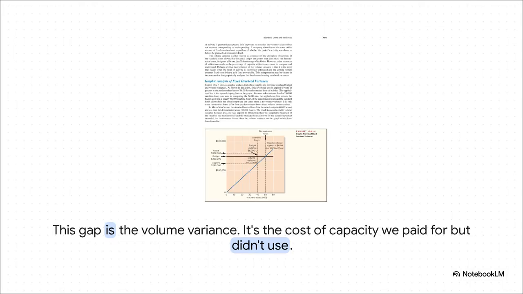And this graph shows it perfectly. See that flat line? That's your budget. You pay that rent and those salaries no matter what. The diagonal line? That's the overhead getting earned or applied as you make more stuff. When you produce less than you planned, you get a gap. That gap is your volume variance. It's literally the cost of the factory capacity you paid for but didn't end up using.